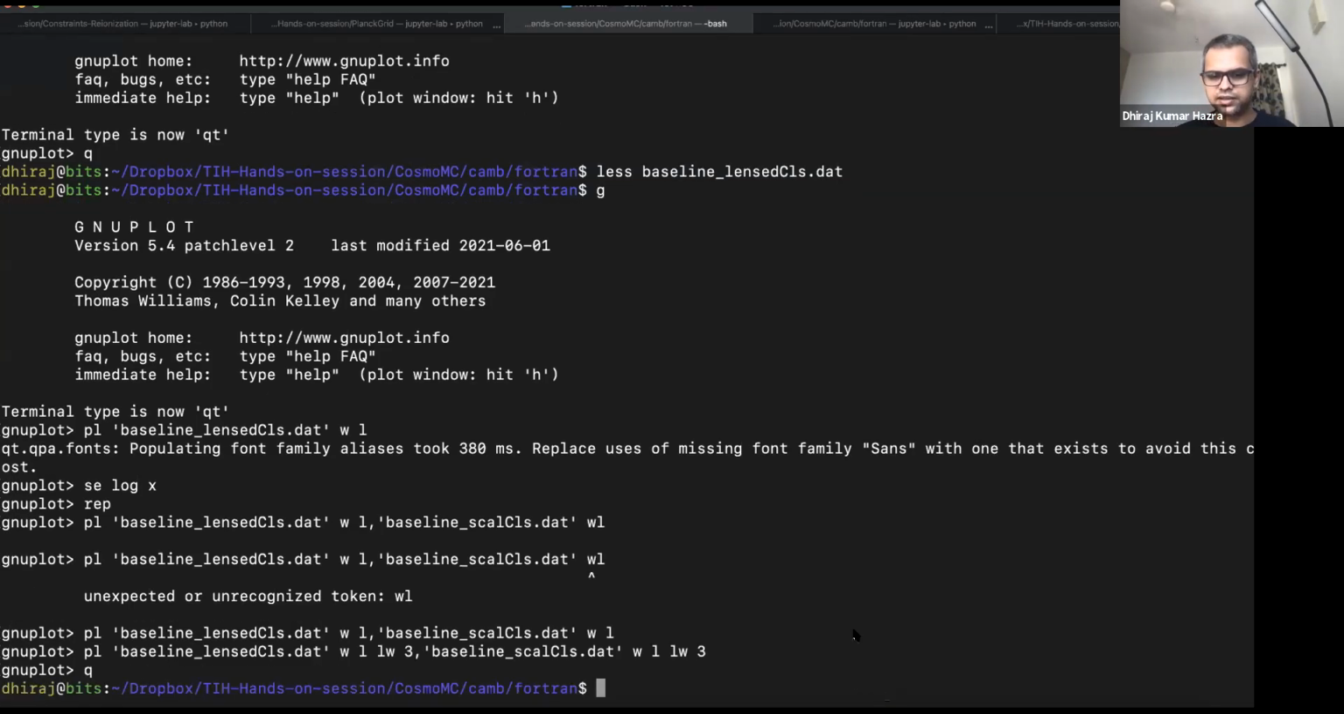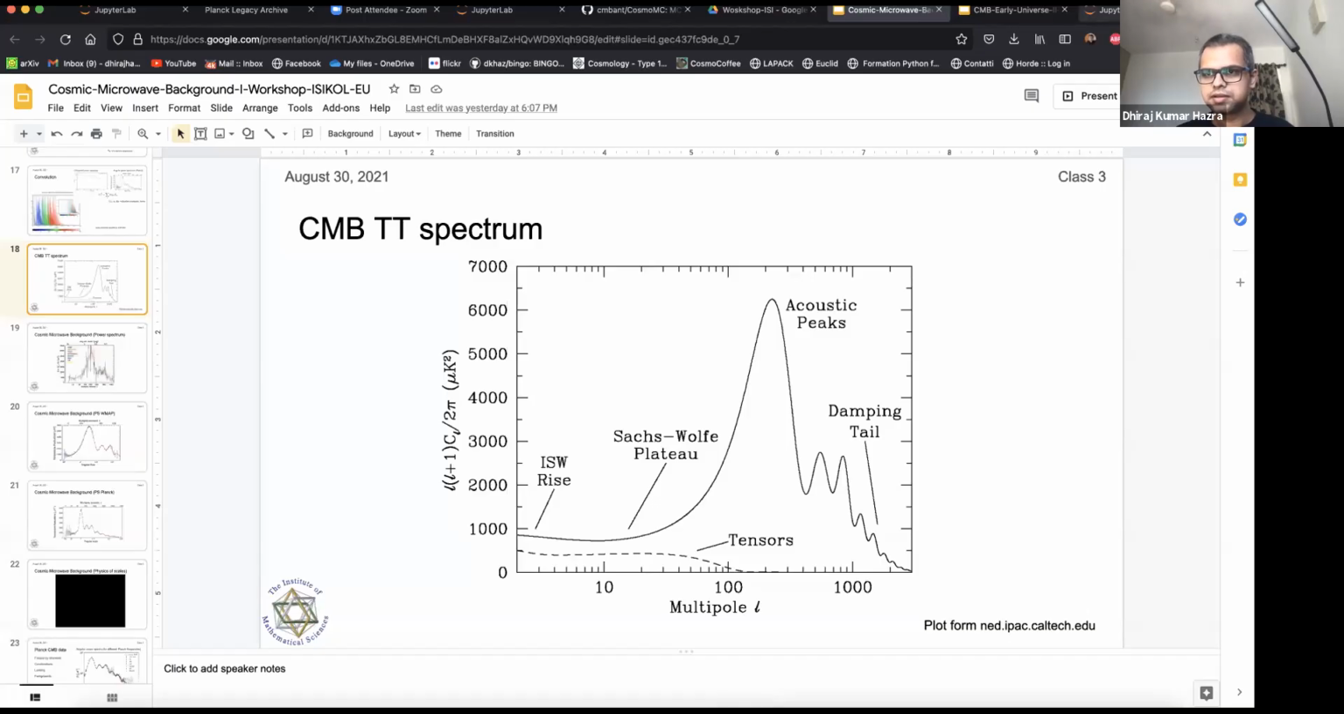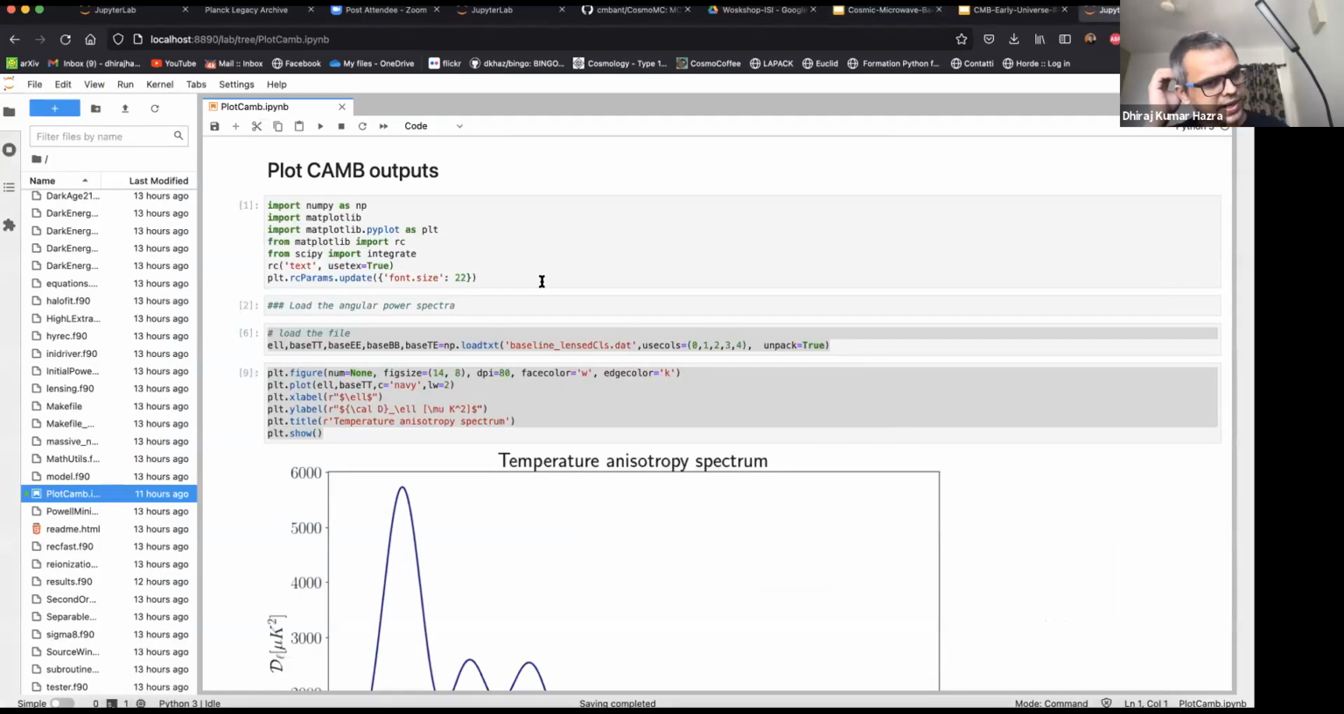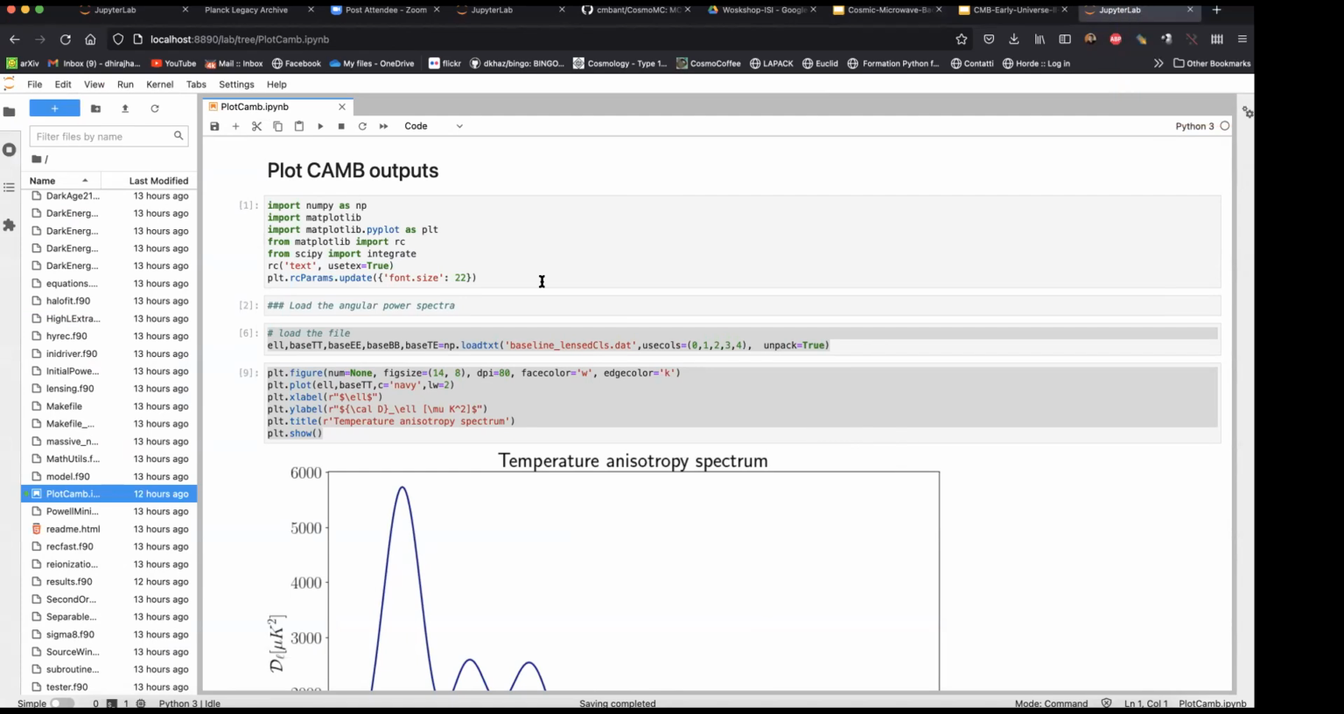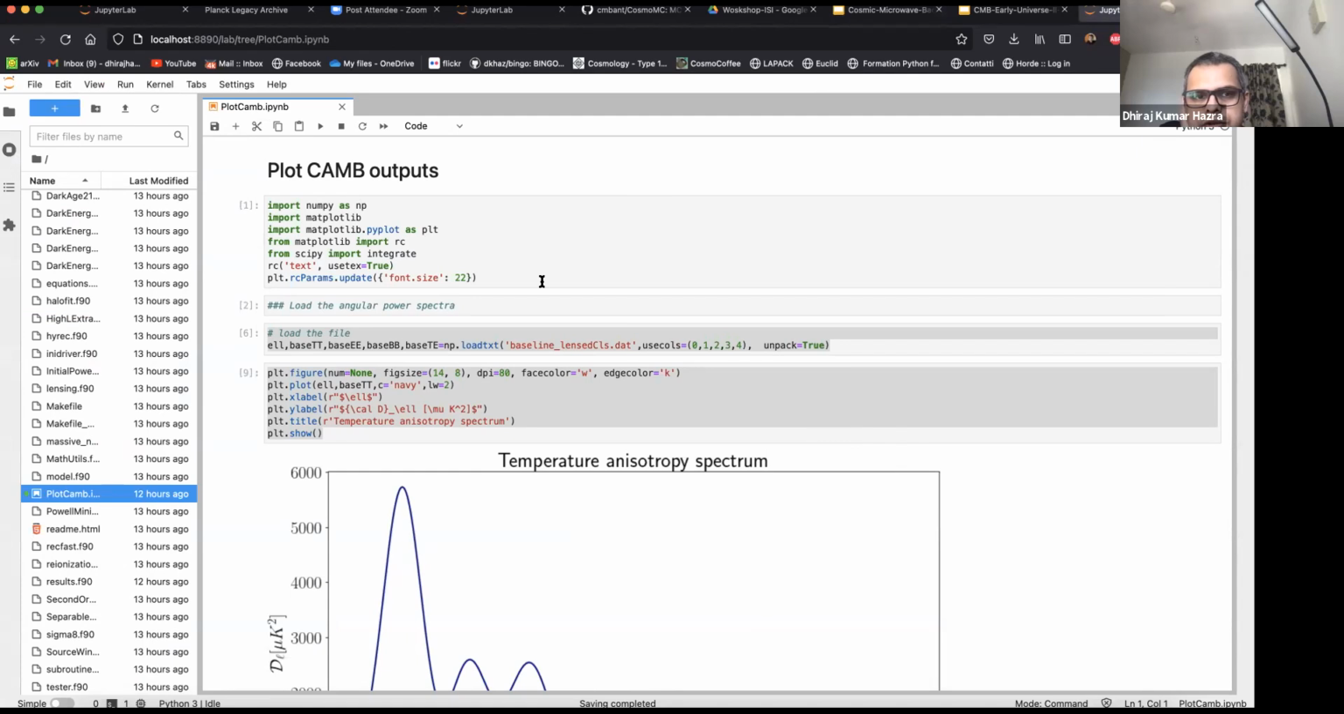Now let me go back to the Jupyter lab. So yeah, plotcam.ipynb. Have you been able to copy that in your directory? Yes, sir. Okay, good. So if some of you have not been able to copy that, let me tell you again. Inside my directory, bingo cam Fortran, there is a notebook called plotcam.ipynb. Copy that in your directory inside the Fortran directory.